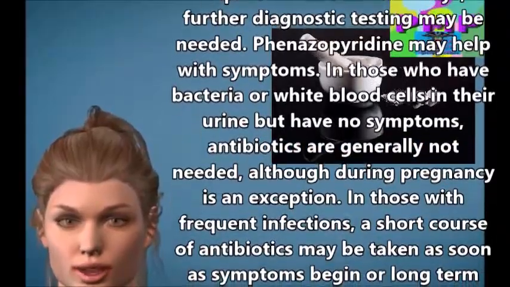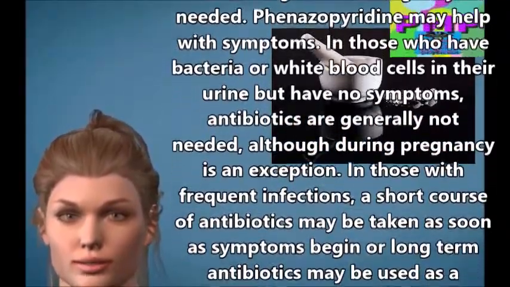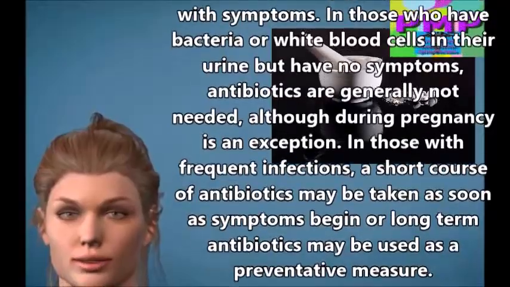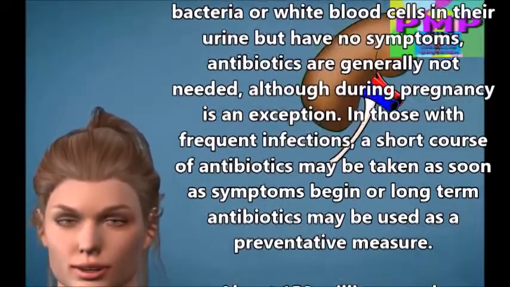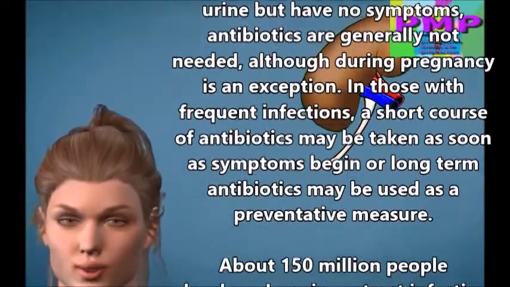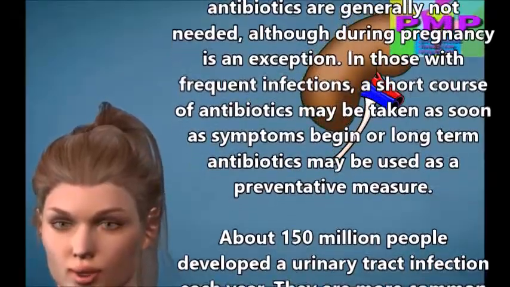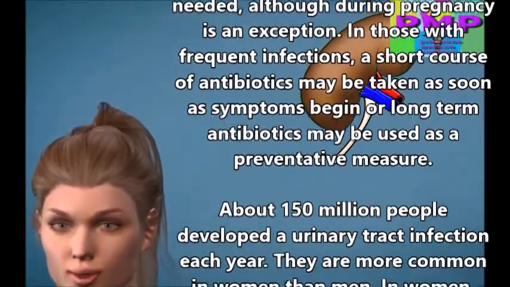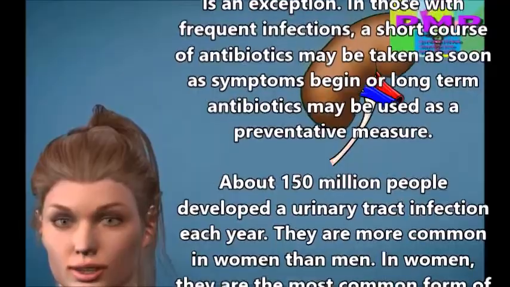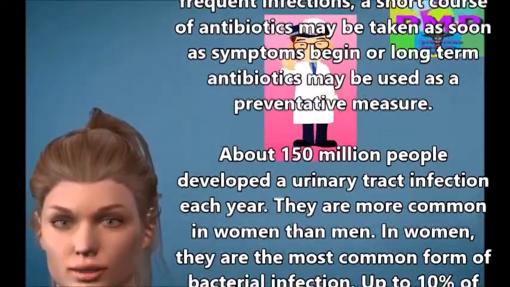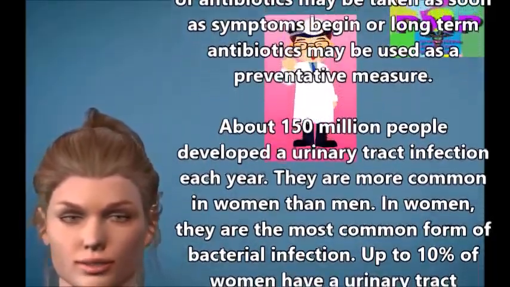In those who have bacteria or white blood cells in their urine but have no symptoms, antibiotics are generally not needed, although pregnancy is an exception. In those with frequent infections, a short course of antibiotics may be taken as soon as symptoms begin, or long-term antibiotics may be used as a preventative measure.